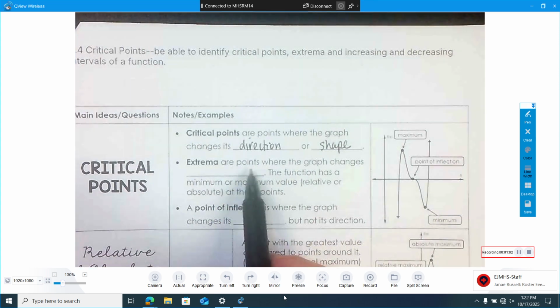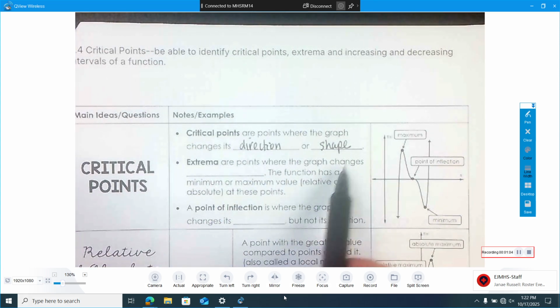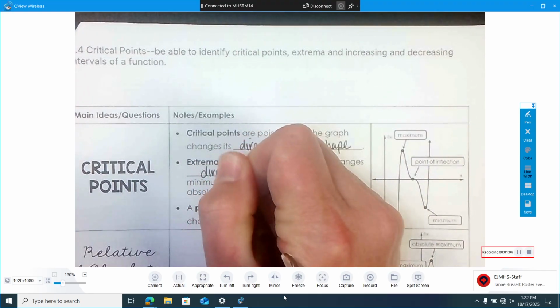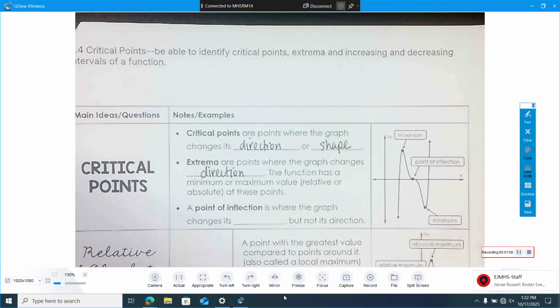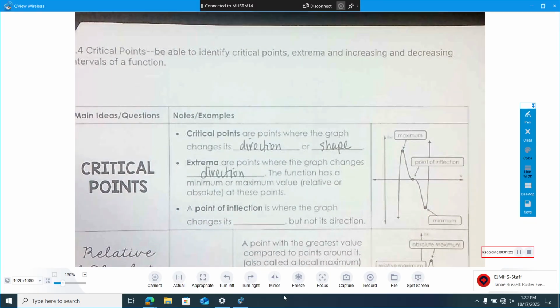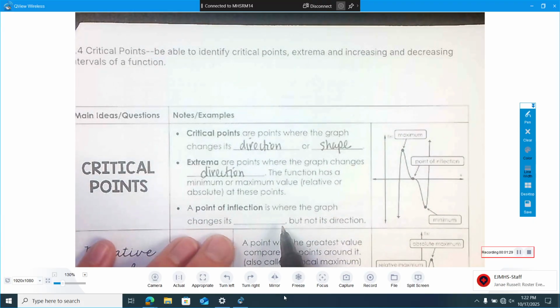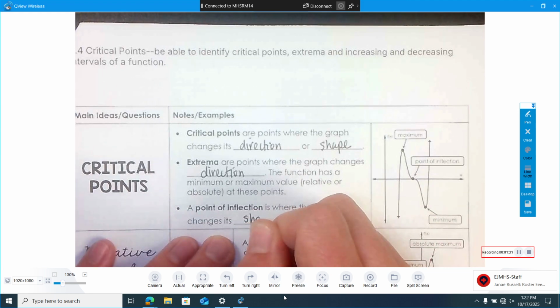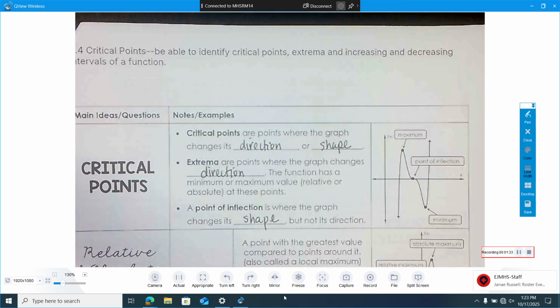Extrema are points where the graph changes direction. The function has a maximum or minimum value. Sometimes we call them maxes or mins, or sometimes we say relative max or relative min, or absolute max or min. And then the point of inflection is where the graph changes its shape, but not its direction.